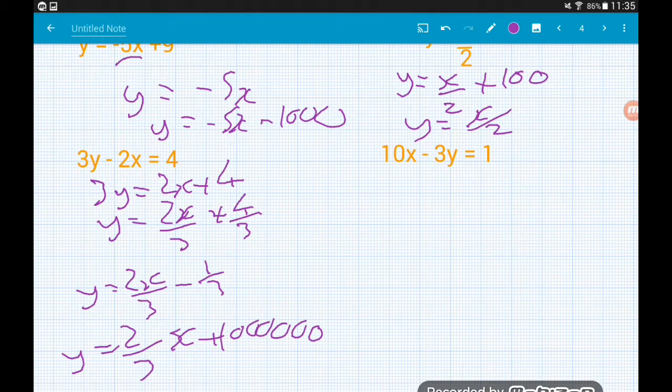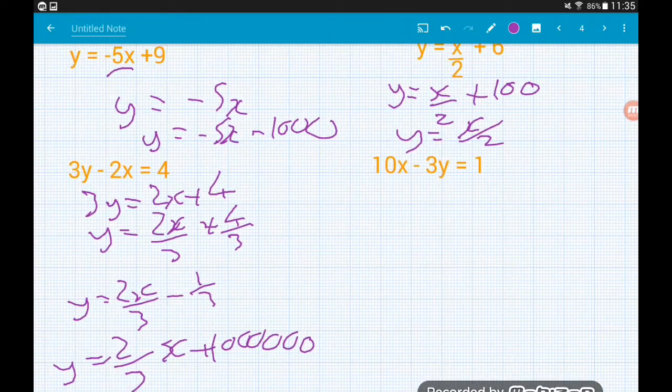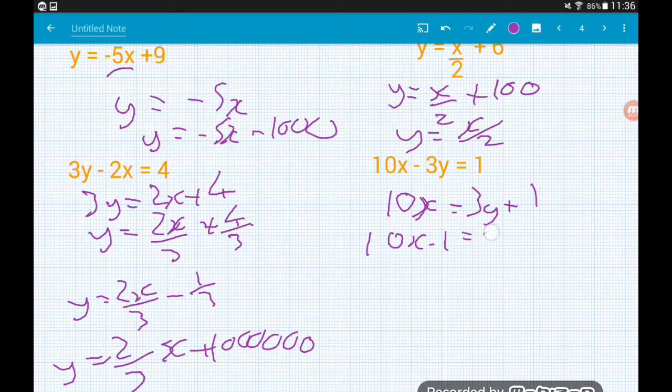Cracking. Again, in this final example here, 10x minus 3y equals 1. So this time we've got a minus 3y on the left, so I would add that to both sides. So we would get 10x equals 3y plus 1. Then take away the 1. We get 10x minus 1 is equal to 3y. And then divide by the 3. We would get 10x over 3 minus 1 over 3 is equal to y.